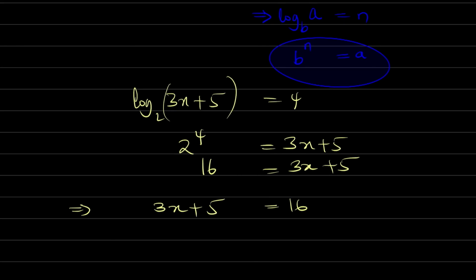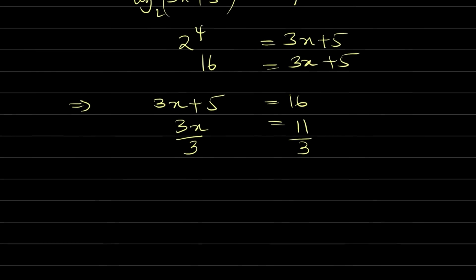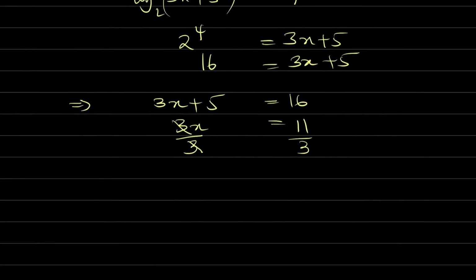Subtract 5 from both sides will give us 3x equals 16 minus 5 is 11. And then divide through by 3, so that we have this take care of this. X is equal to 11 over 3, which is 3 whole number, 2 over 3. And this is our final answer for this question.